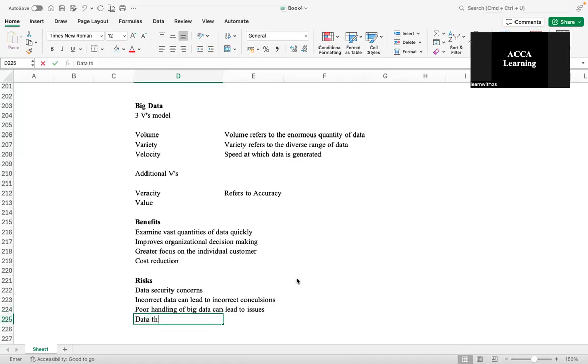Then data that may be of no use to the company is collected and stored. Sometimes you tend to capture and store data which is of no use, which is not relevant to what you're looking for. But sometimes this happens. So what happens? Your data capture costs increase, and data overload happens, which can make it very challenging to identify the valuable insights that you were looking for in the first place.